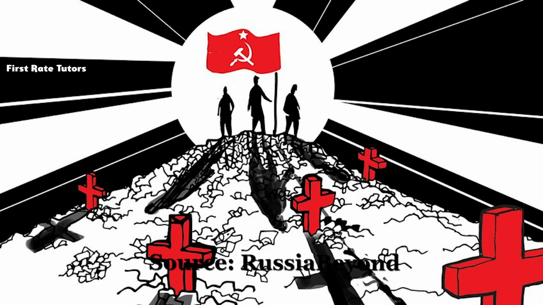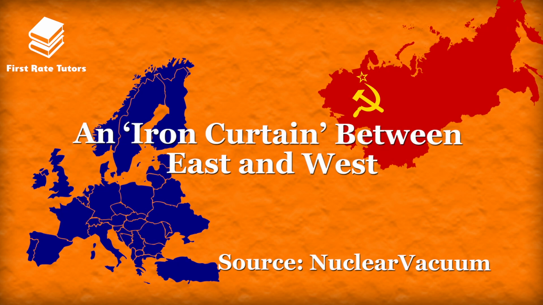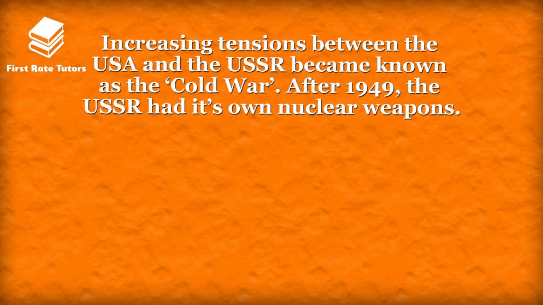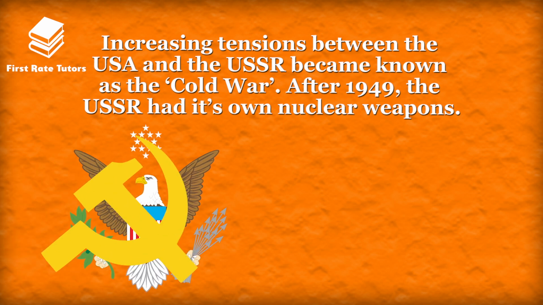Yugoslavia was communist, but much more open to the West, and its leader Tito argued with Stalin over political interference. Stalin cut off aid, but it didn't invade. An Iron Curtain was then formed between East and West. Increasing tensions between the USA and the USSR became known as the Cold War.